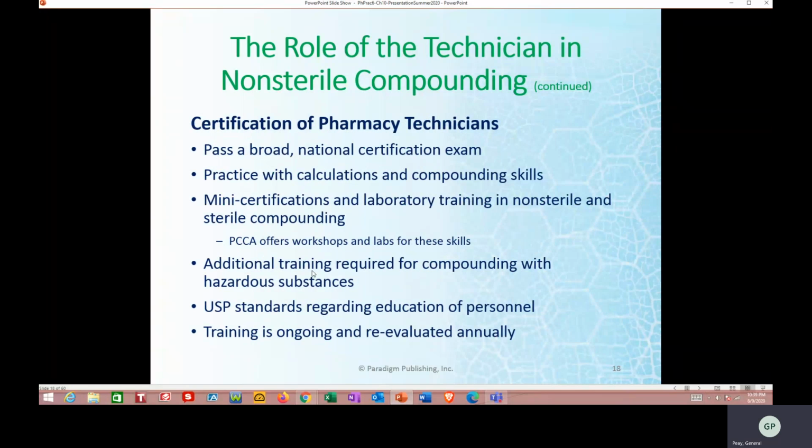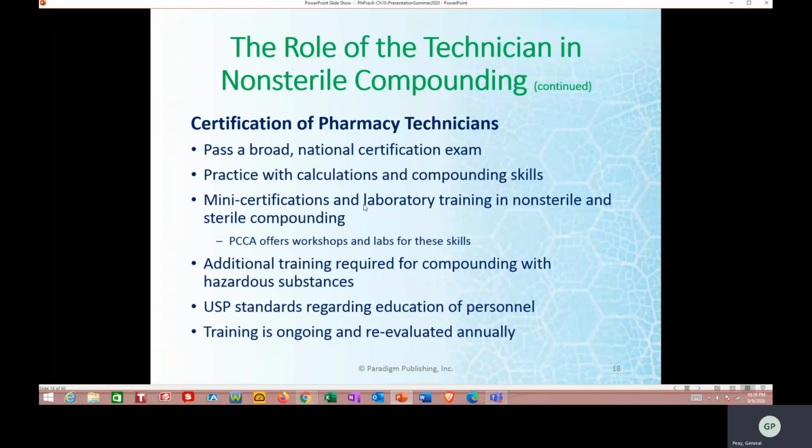Certification of pharmacy technicians. I don't know why this is on here, but it's a no-brainer. Usually a tech in training can do compounding under supervision, but this is for certified pharmacy techs. Obviously, you have to pass a national exam, which is the PTCB. Math will come to great use when you're doing calculations, or just overall compounding. Many certifications in laboratory training in non-sterile and sterile compounding.